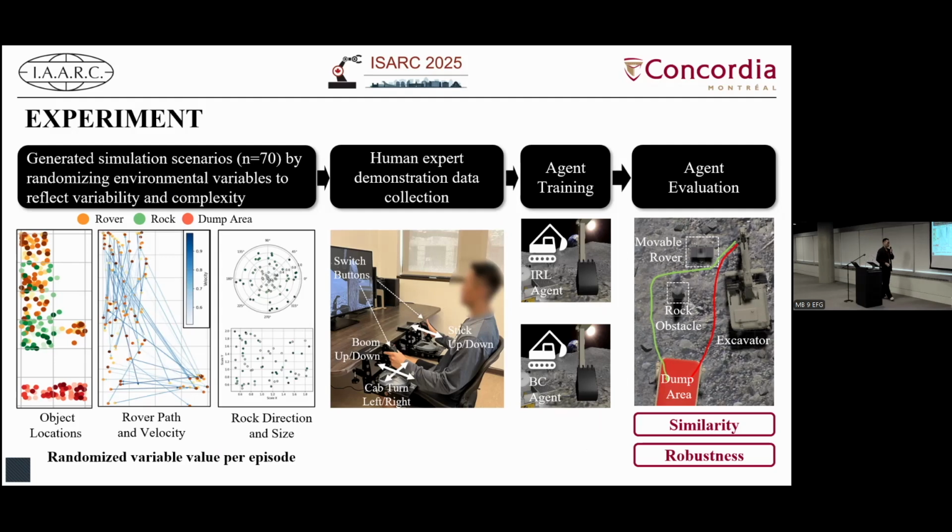This slide shows the overview of the experimental procedure. First, we generated 70 scenarios by using random environmental variables such as object location, moving route, path and velocity, and rock direction and size. And then by using 40 out of 70 scenarios, we collected human demonstration data. And then we trained the behavior cloning agent or estimated the parameters for the proposed framework's agent. After that, we evaluated all the agents by using the remaining 30 scenarios.